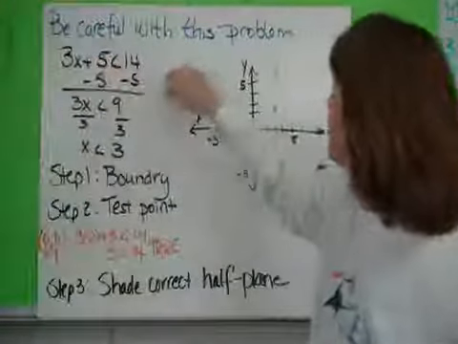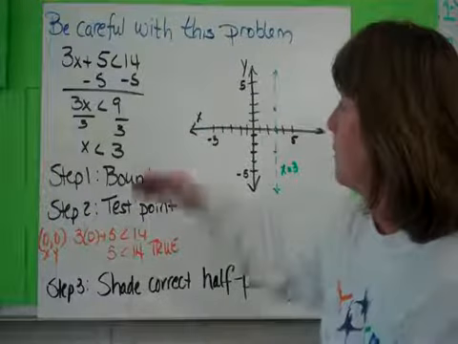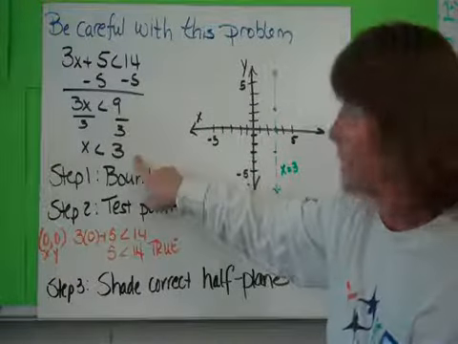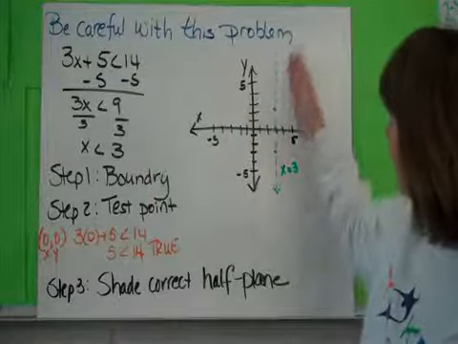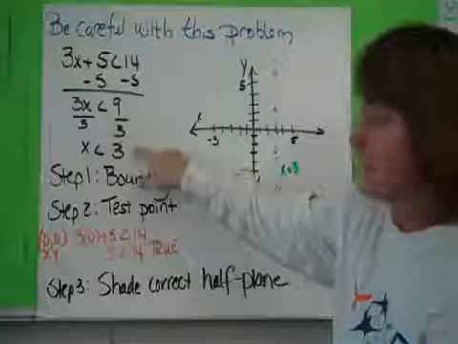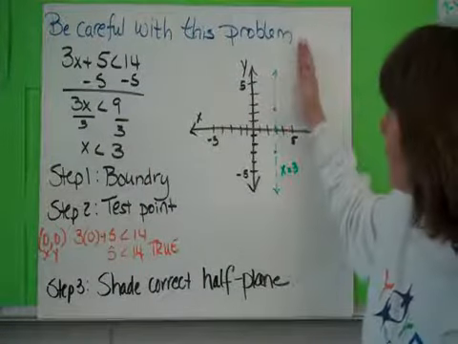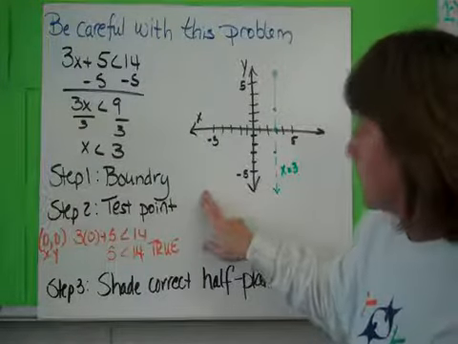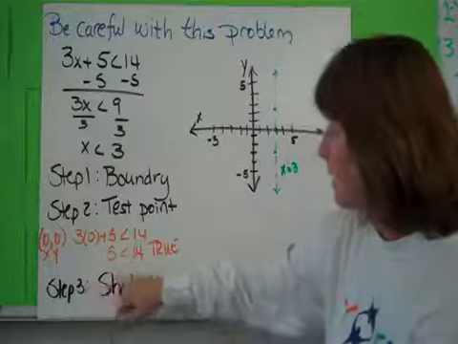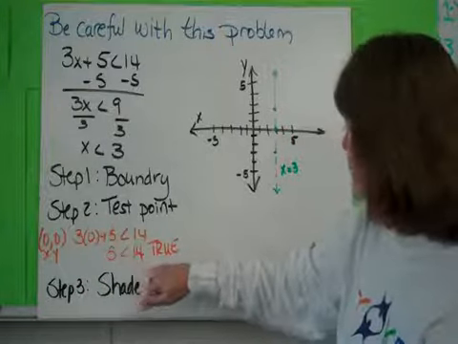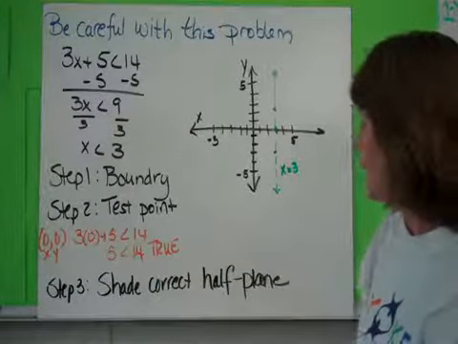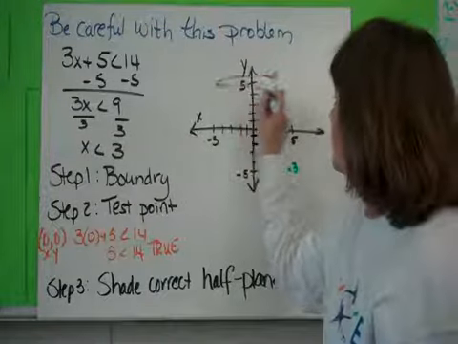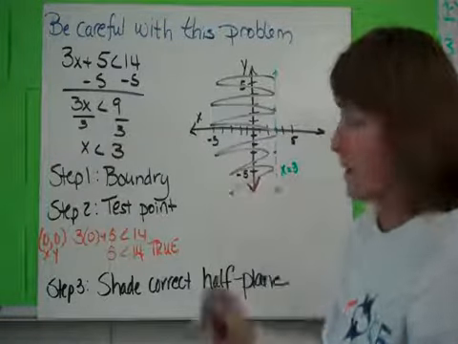Be careful with this problem. When you solve this out, you're going to end up with x is less than 3. And if you remember, when you get an x like this, it is a vertical line. So we have a boundary that's a vertical line. You can test a point, (0, 0), and you end up with 5 is less than 14, which is true. So I will shade in the part that has that test point of (0, 0) in it.